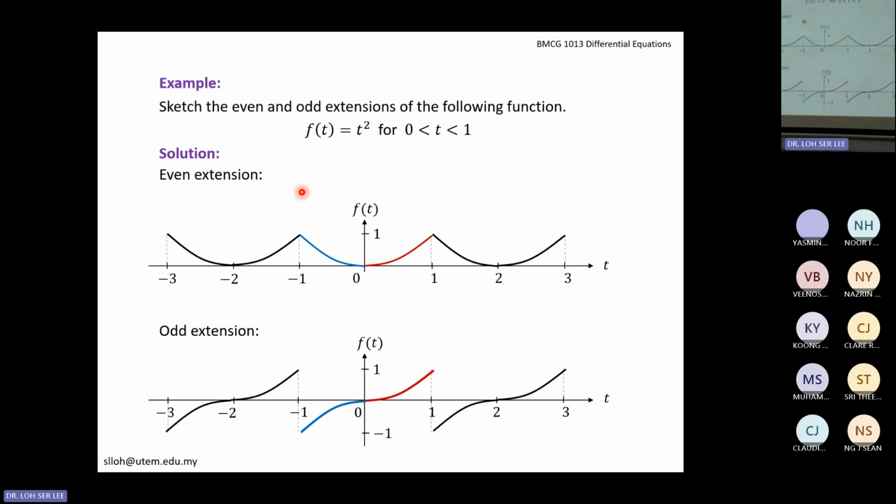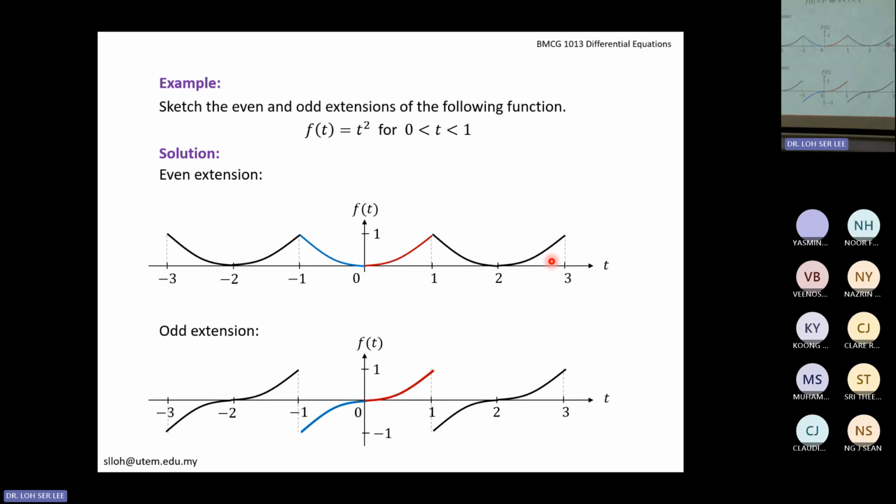Now this is another example. Sketch the even and odd extension for this graph, t squared. We know that t squared is a graph of something like this, but we want only from 0 up to 1, meaning that we just take this part. For even extension, we reflect this through the y-axis, then we get the one in blue. This is the even extension. Then we copy and paste it on the left and on the right.